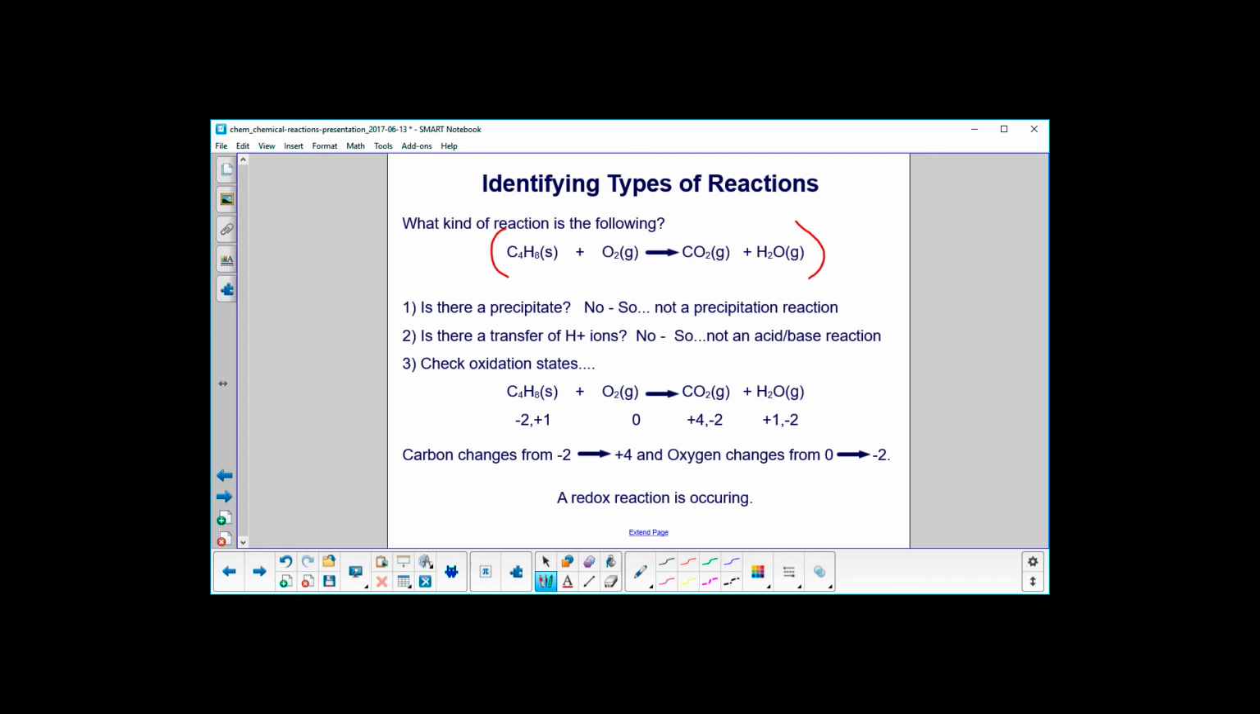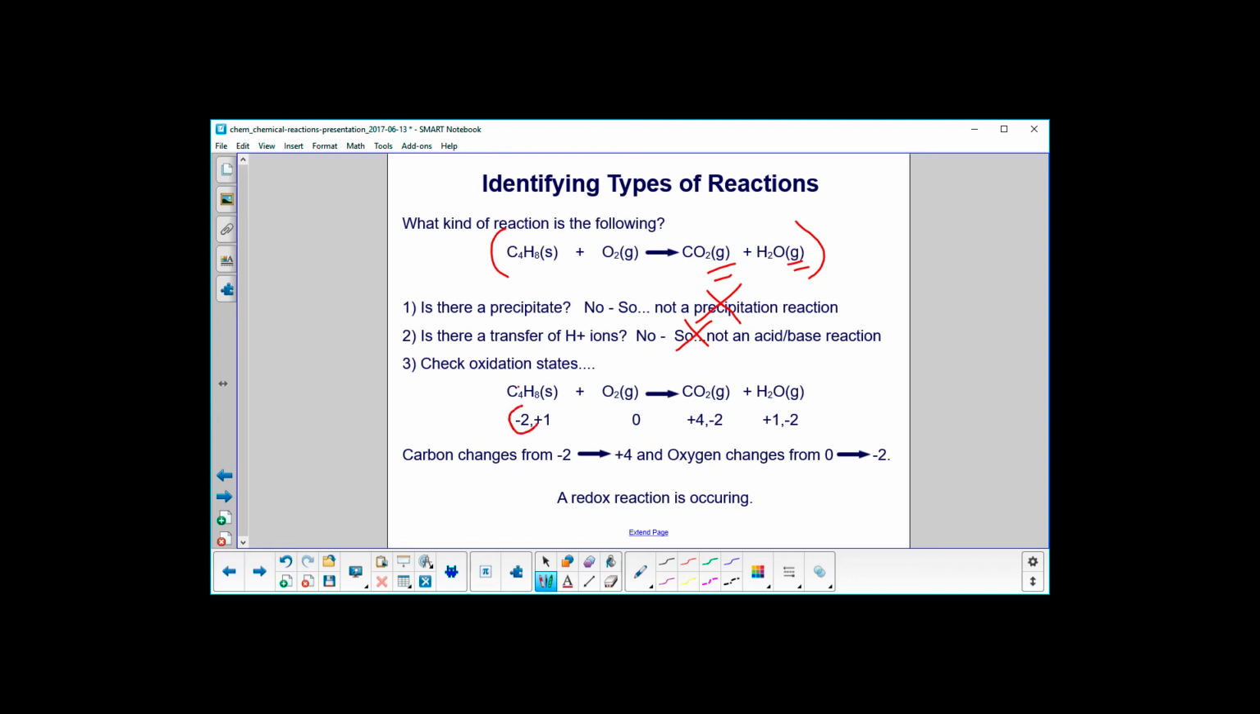But let's start. Is there a precipitate? Nope. You have gases over here on the right, not a precipitation reaction. Is there a transfer of hydrogen plus ions? No, that's not happening either, so it's not acid-base. Check the oxidation states. We have hydrogen here 8, so 8 times 1 would be +8, and carbon is -2, so that gives us a -8, so that checks.